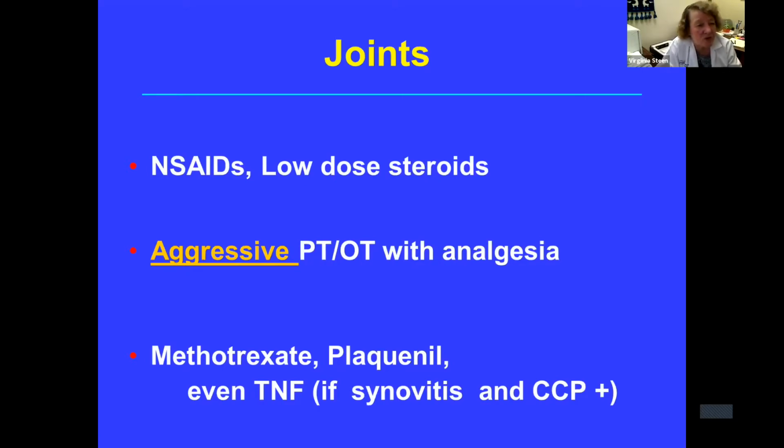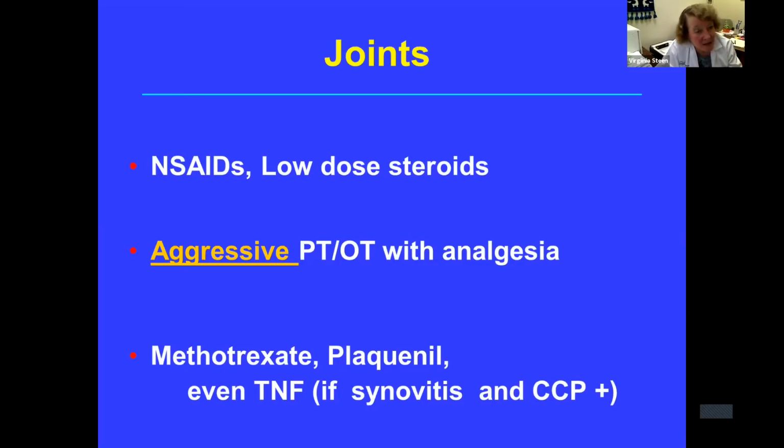If you don't get them moving and keep them moving, and sometimes you have to use some narcotic pain medication so they can move, because if they don't move early, they're going to lose a lot of function and really have a lot of problems later on.